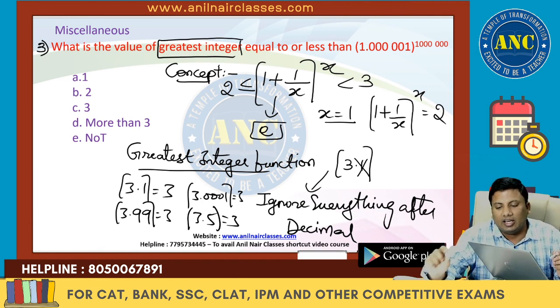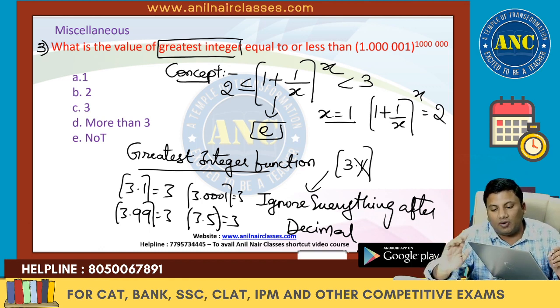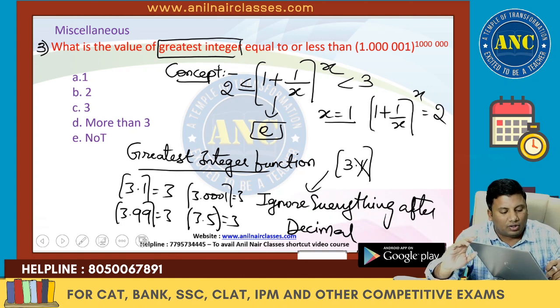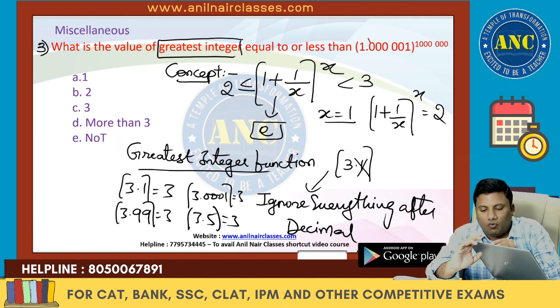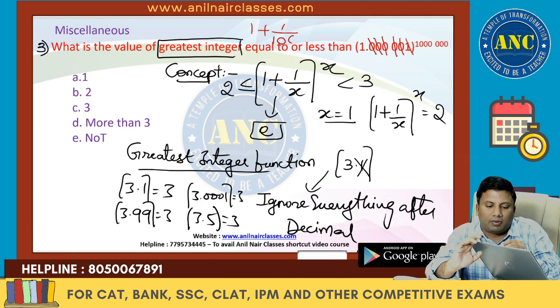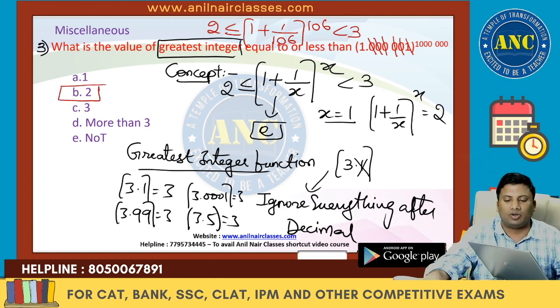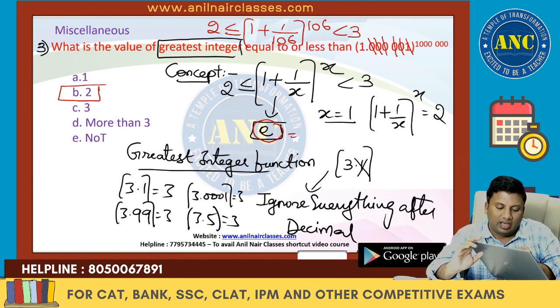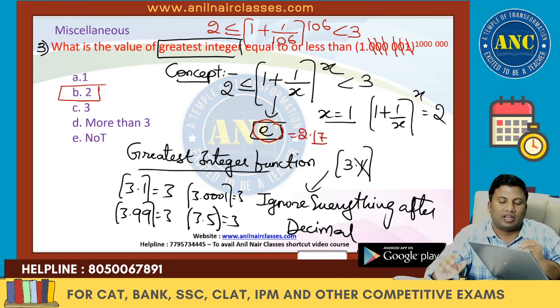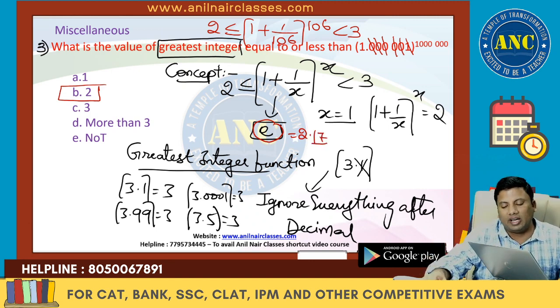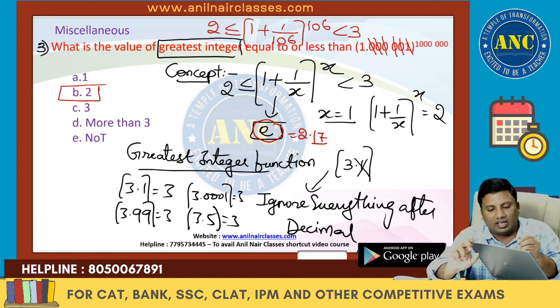Greatest integer: what is the greatest integer? Equal to or less than. If you observe, this is nothing but 1 plus 1 by 10 power 6, power 10 power 6. It always lies from 2 to 3. So the greatest integer less than or equivalent to it is 2. I hope it is clear. You will get some value e. e is 2.17 something. If I omit the decimal, it is nothing but 2.